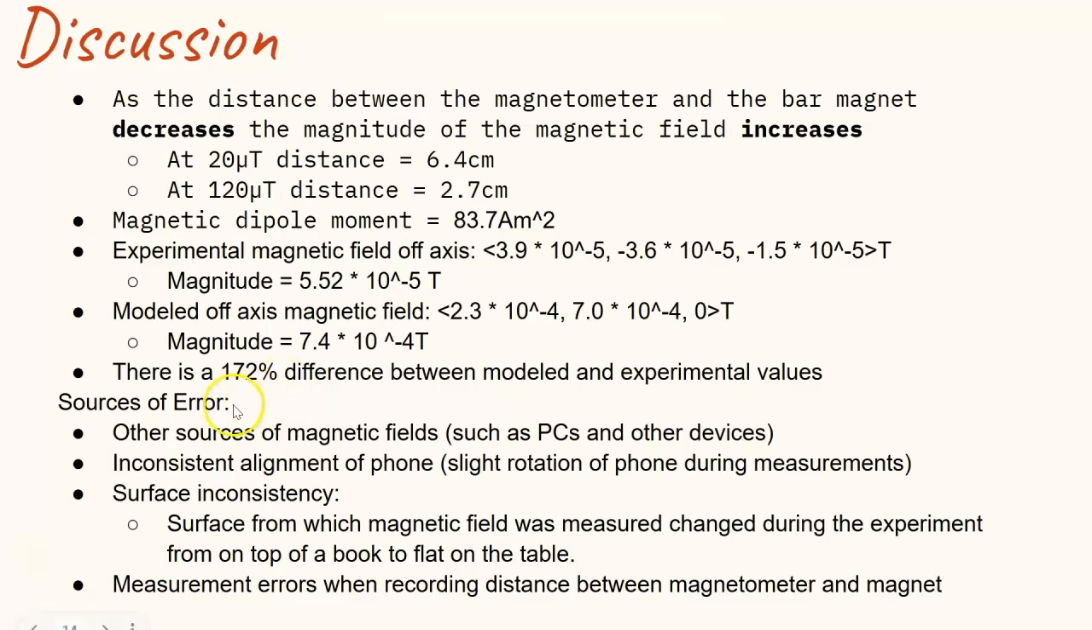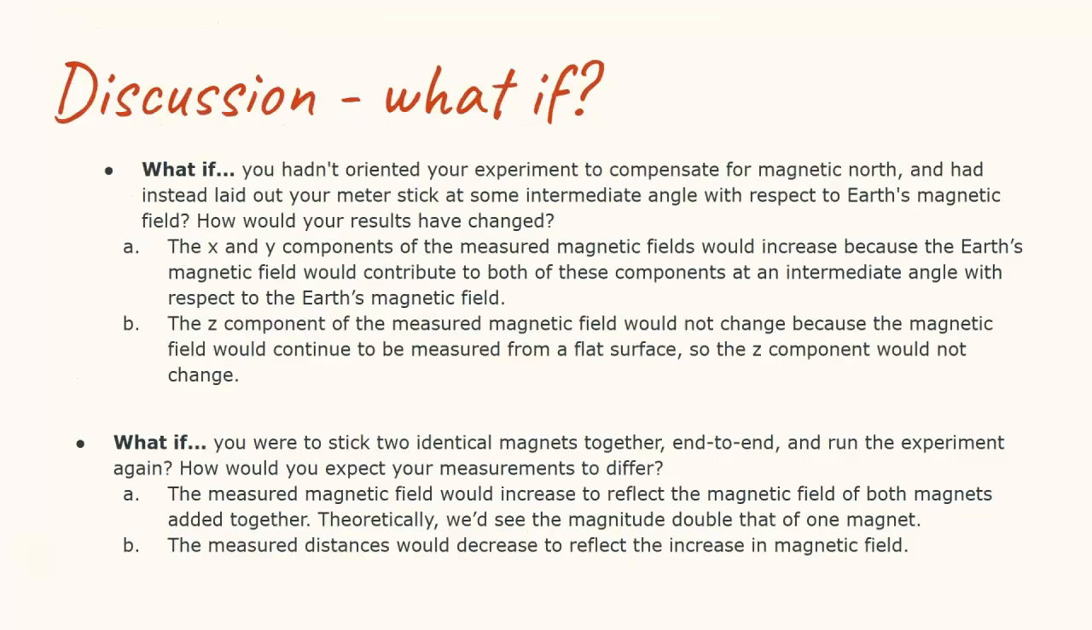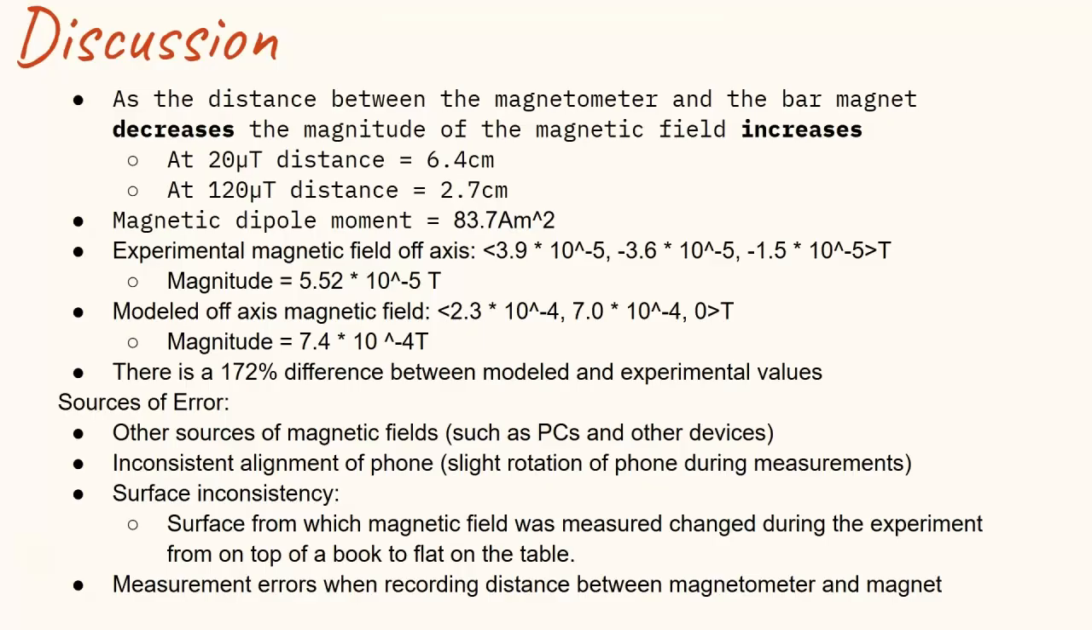Some possible sources of error include other sources of magnetic fields, an inconsistent alignment of the phone, surface inconsistency, as well as measurement errors when recording distance between the magnetometer and the magnet. So as the distance between the magnetometer and the bar magnet decreased, the magnitude of the magnetic field increased.